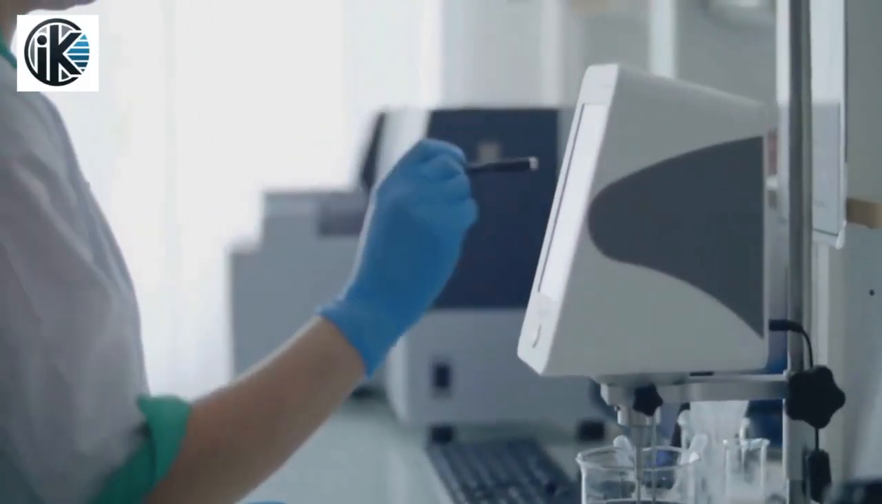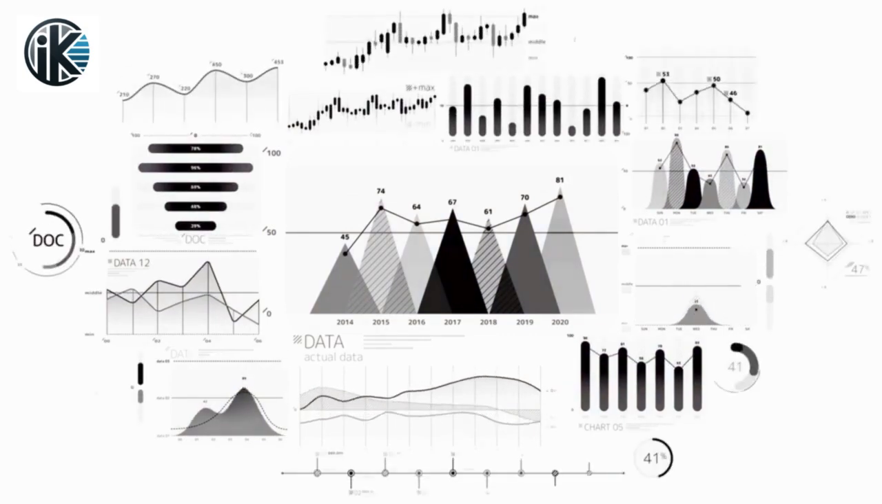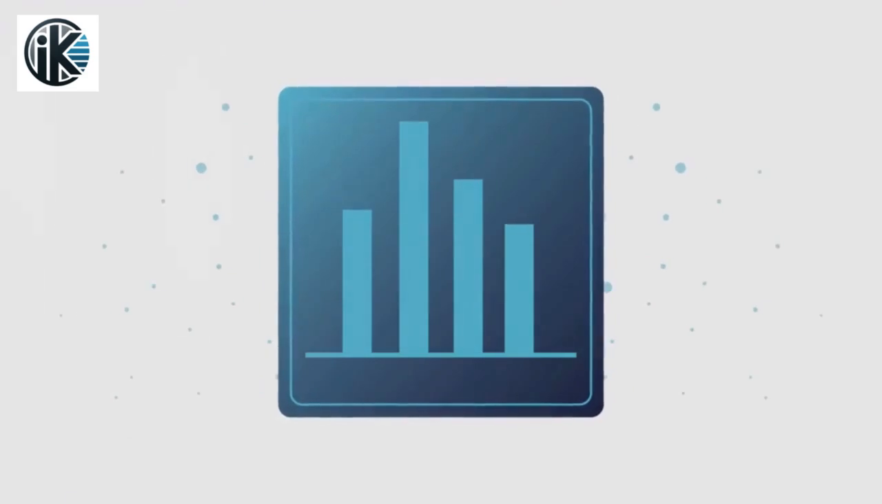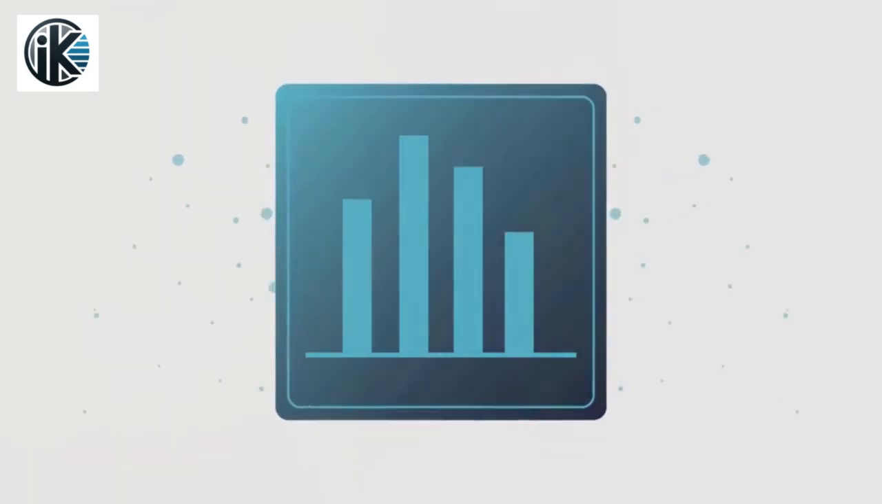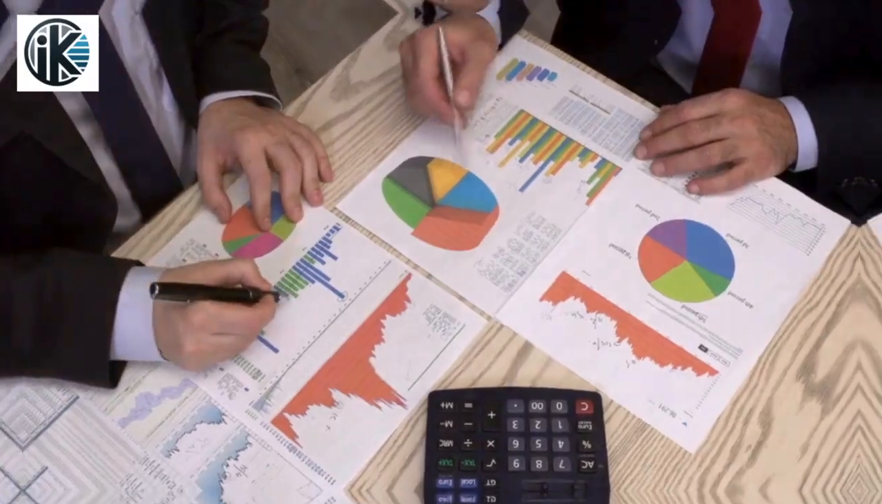Another powerful technique is regression analysis. It's used to understand the relationship between dependent and independent variables. Linear regression, for example, helps predict the value of a dependent variable based on the value of one or more independent variables. This technique is widely used in forecasting and trend analysis.